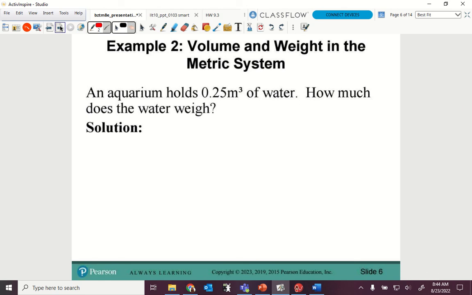An aquarium holds 0.25 cubic meters of water. How much does the water weigh? So let's go ahead, and I'm going to start by doing my conversion here. So I know I'm going to have 0.25 meters cubed of water. And I'm going to do a conversion to weight.